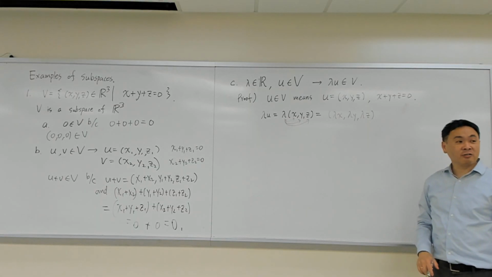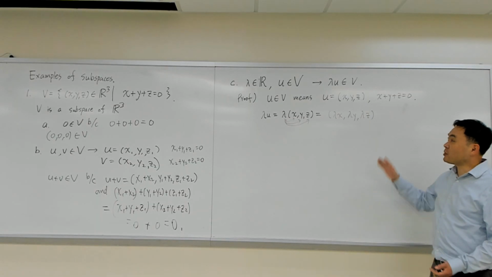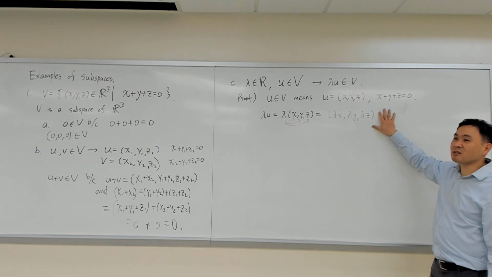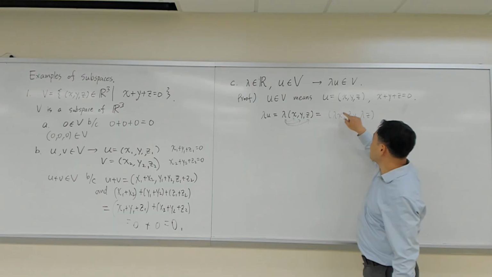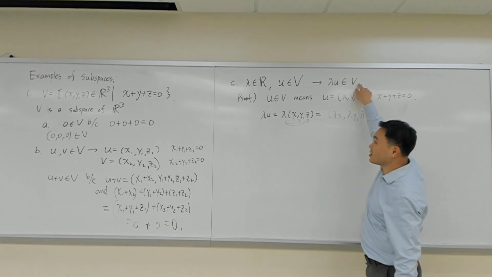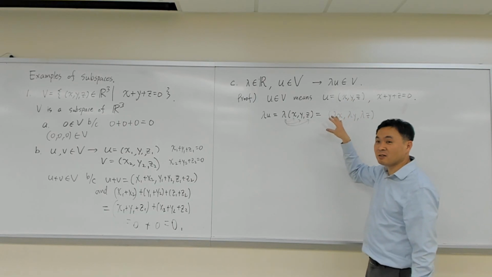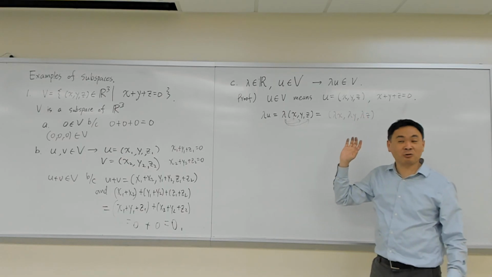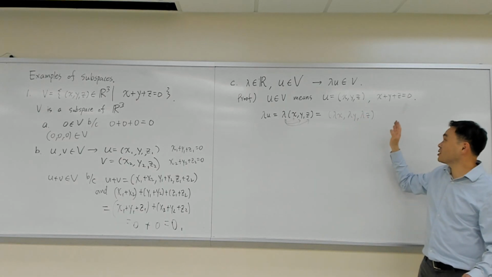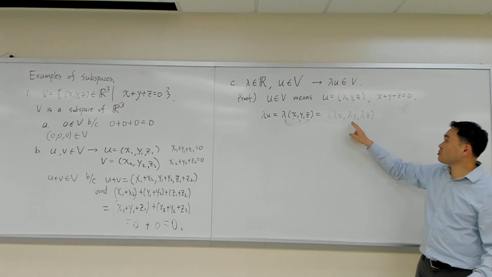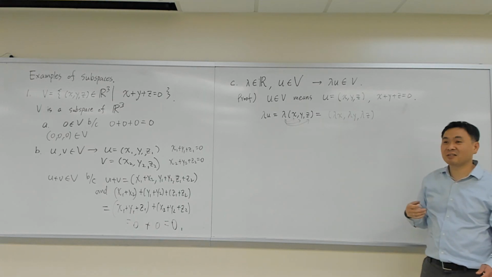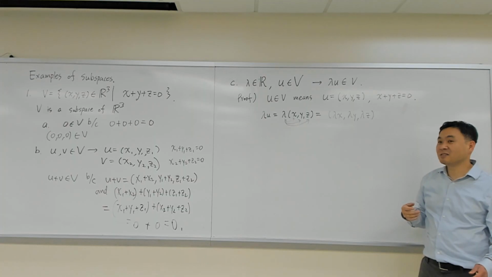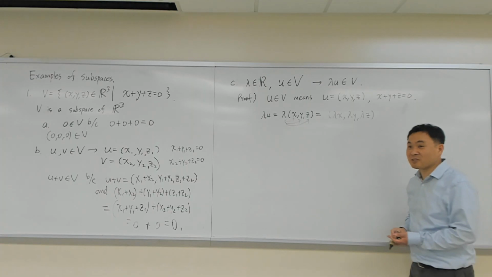Now at this point, stop and ask yourself, what am I trying to do again? Oh, I'm trying to show that this is in V. Well, that means I have to show that this is in V. How do I show anything is in V? Let's see who else can answer this. Can someone answer this question? How do you show that this is in V? Lambda x plus lambda y plus lambda z is 0. Yeah, that's what it is, right?